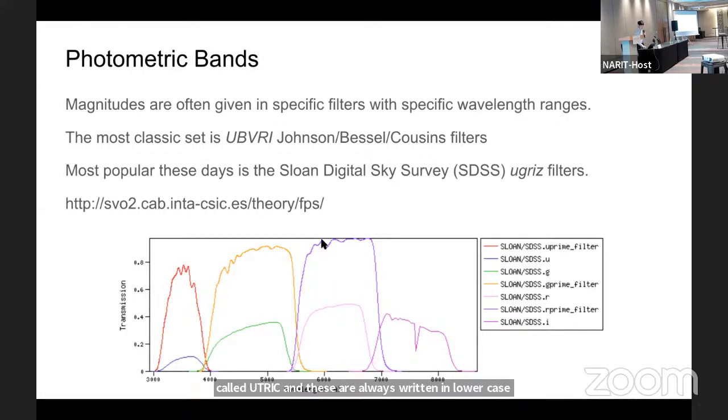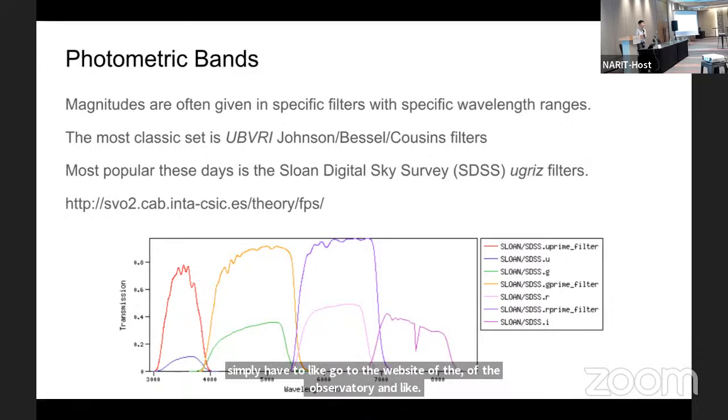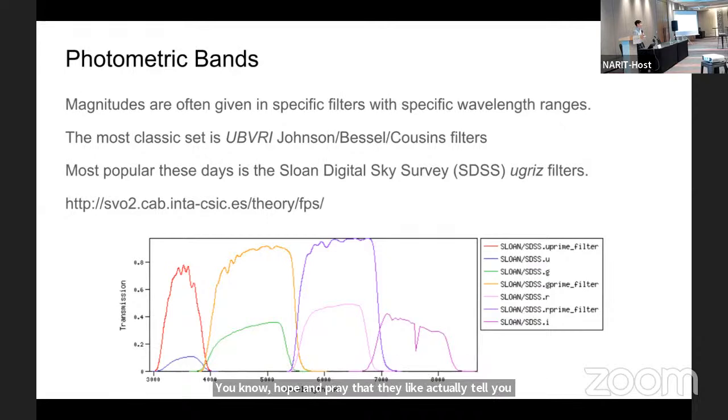And I just want to point you to this resource. The SVO filter database is an amazing resource that has only been around for a few years, and before that, you simply had to go to the website of the observatory and hope and pray that they actually tell you the wavelength of the filter that they use. Right now, with this service, everything is in the same place.